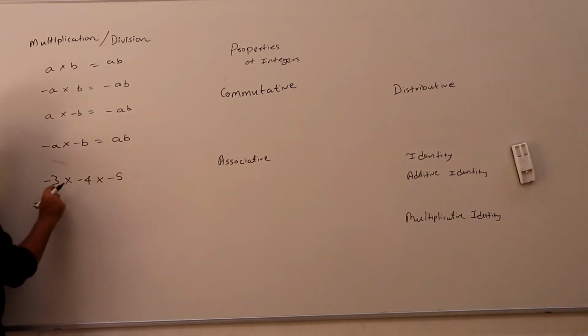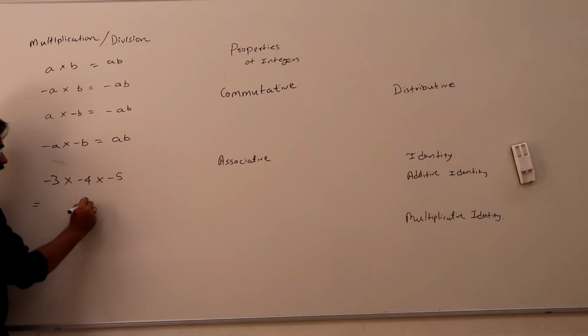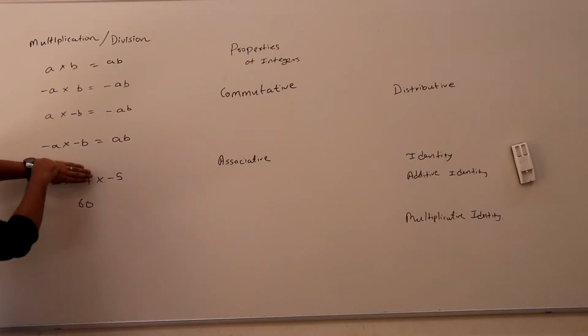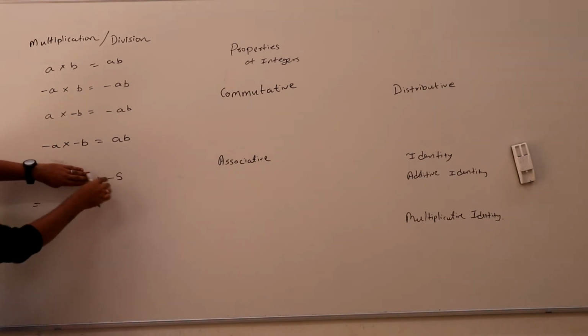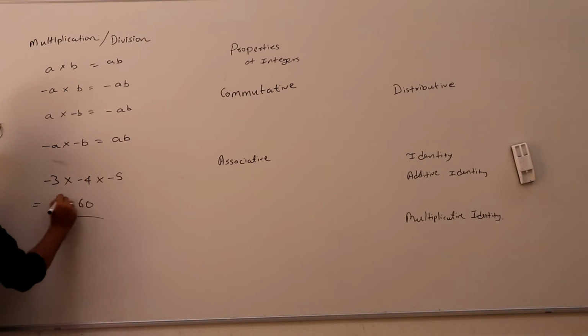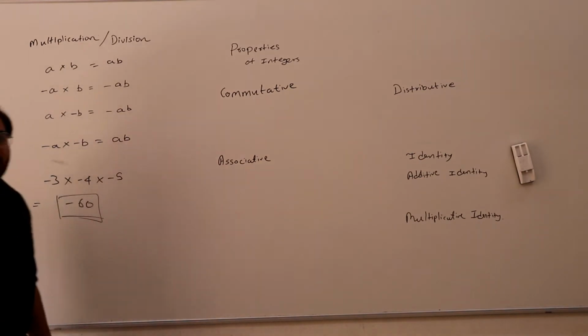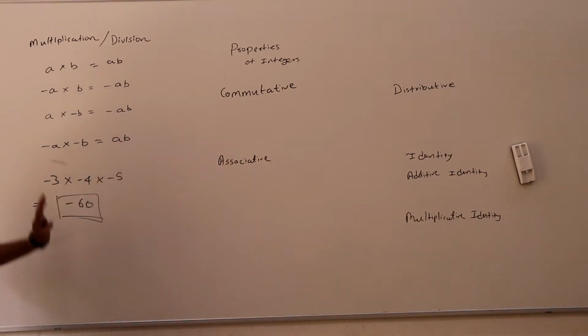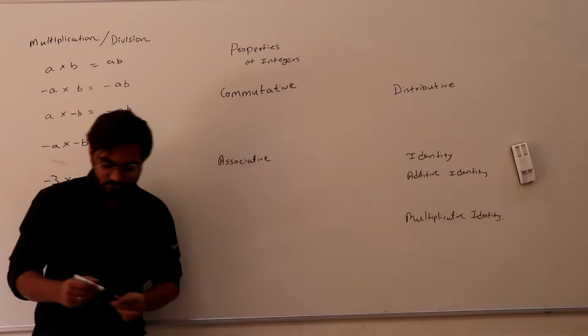Let us take one more example. We will do a direct process. 3 4s are 12, 12 5s are 60. Now minus minus gives you plus, and then plus minus gives you minus. That is how we do it. So minus 60 is the answer. No matter how many numbers there are, you can still do the direct process or the process I showed you previously.